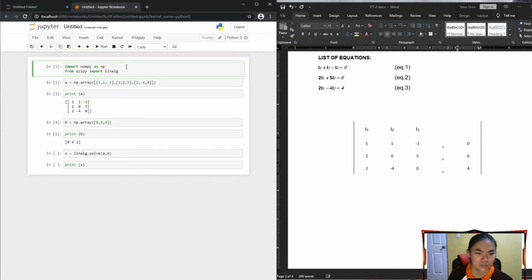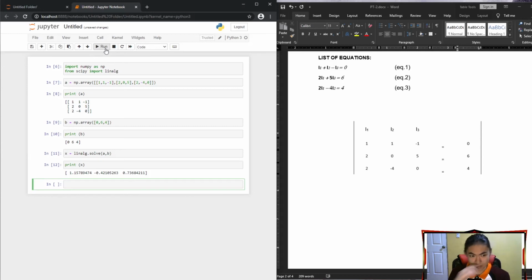Start tayo sa pinaka-first cell. Run. Okay, and then sa B, print B. Yan, nag-iba na siya 4 na. Same na dito. And then, next ito is isa-solve niya na para makuha natin ang values ng ating I. Then, print. Okay, so yan. Meron na tayong values. So, ito na ang ating answer for I1, I2, and I3.